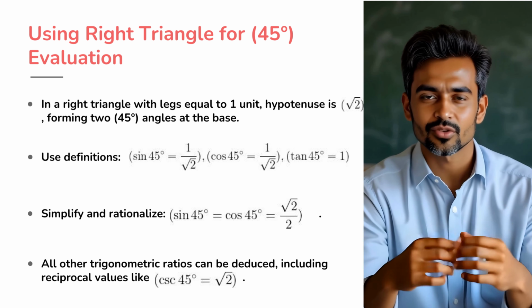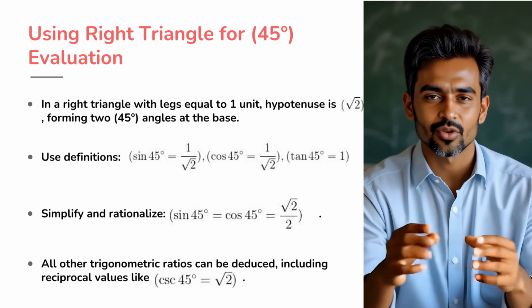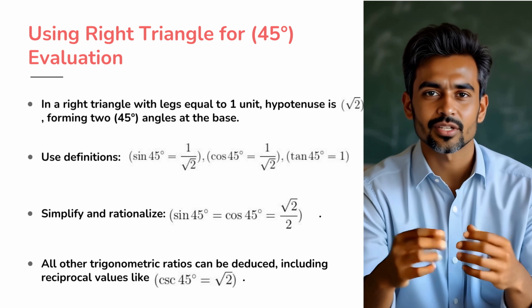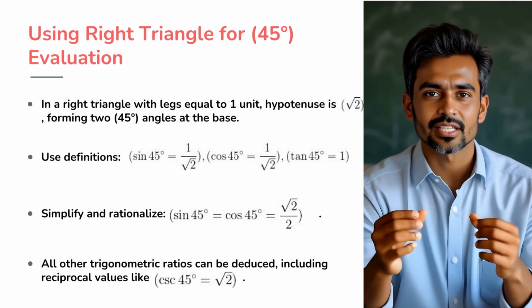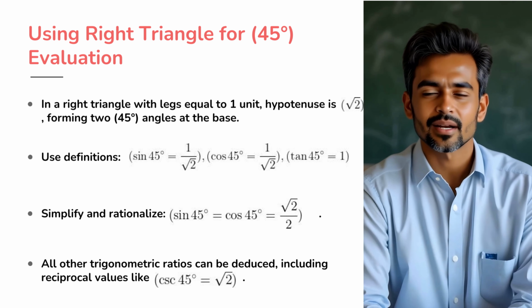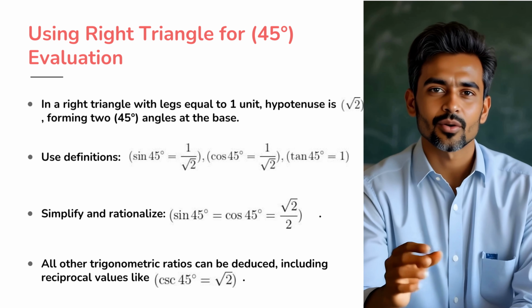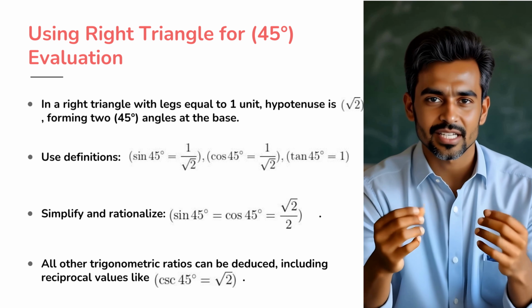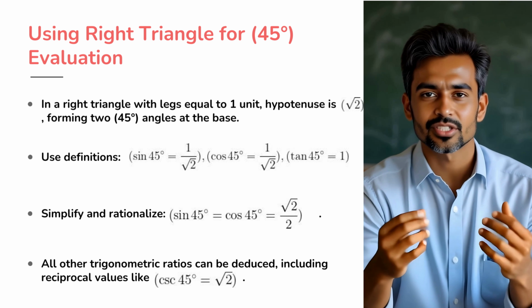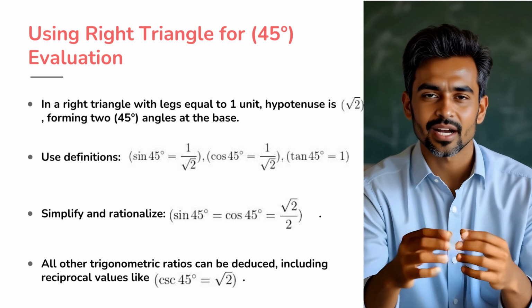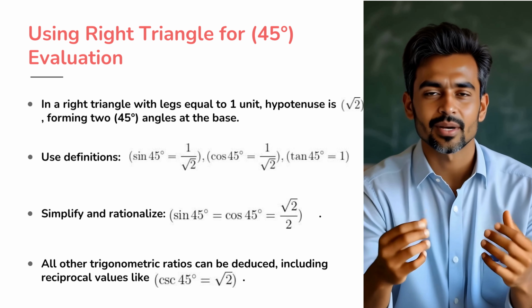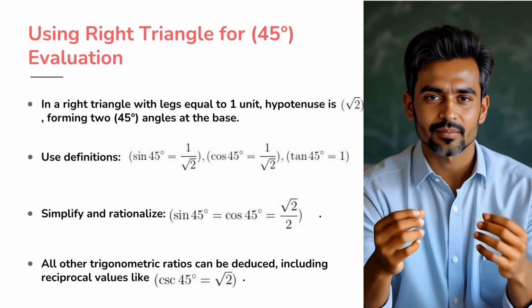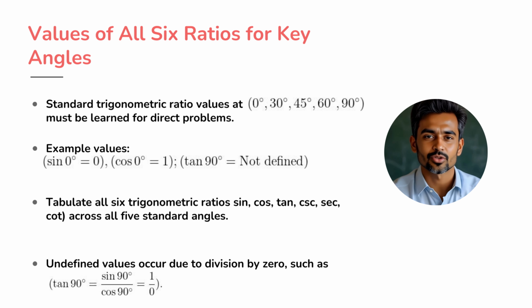And what about tangent of 45 degrees? That's sine 45 degrees divided by cosine 45 degrees, which equals 1. This means tangent 45 degrees is 1. Other ratios, like cosecant and secant, can be found too. Cosecant 45 degrees is just the reciprocal of sine, which is square root of 2. A simple triangle with legs 1, 1, and hypotenuse square root of 2 explains this beautifully. Excellent. Now, let's bring all these values together into a handy table that you can use anytime.